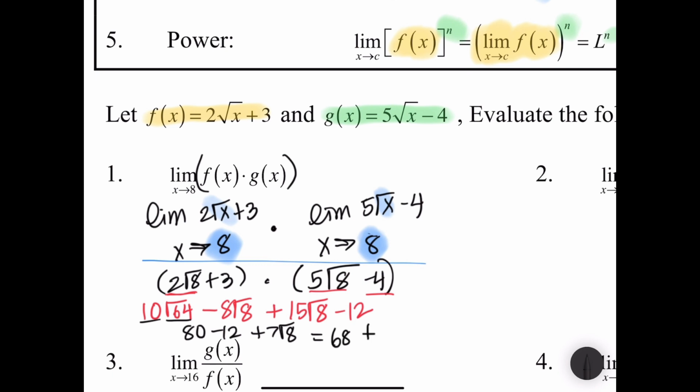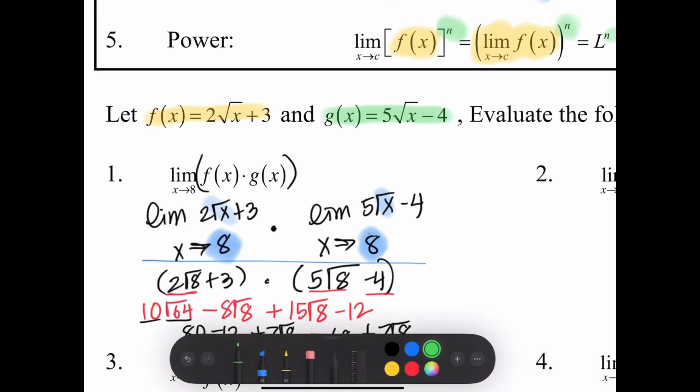So my final answer here is 68, 7 radical 8. However, I can also simplify my radical 8. I know radical 8 is 2 radical 2. So 14 times that 2, 7 times that 2 is 14 times radical 2. This is my final answer.